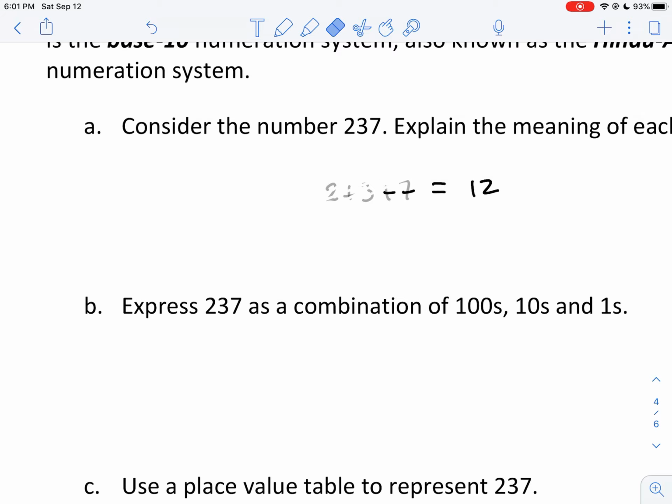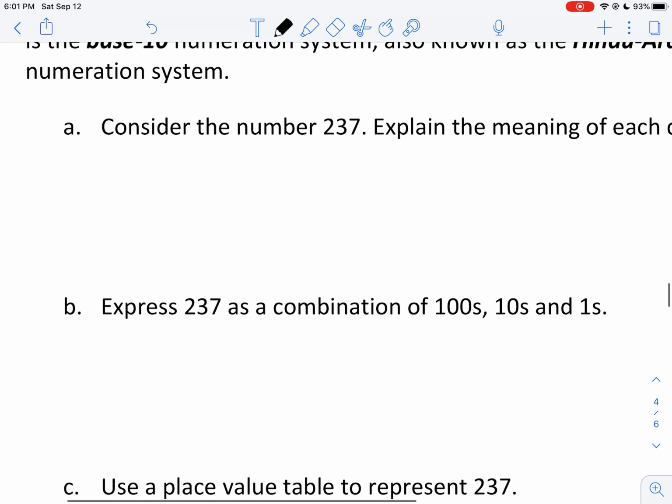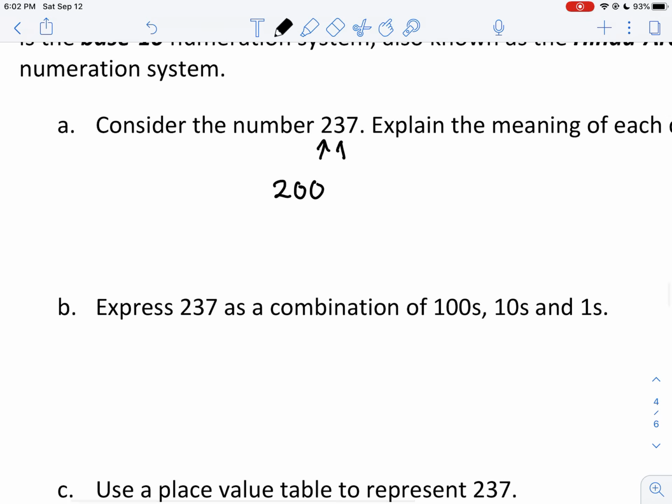That's a good question. Let's try to make sure we can say clearly what's going on here. The third number from the right tells you how many hundreds there are. So this really means you have 200, not just 2. The second number from the right, the first number from the right.